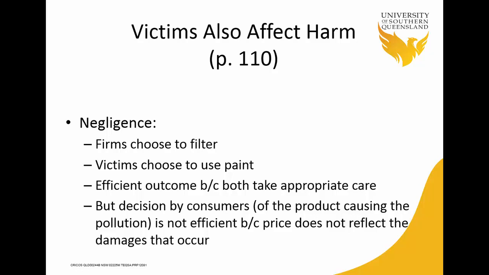Alright, what happens then now under negligence and strict liability? Under negligence, we said firms will choose to filter, and victims choose to use the paint. The outcome is efficient because both take appropriate care. However, just like we saw in negligence earlier, the decision by consumers is not efficient, because the price does not reflect the damage that occurs. Because of the discrepancy again between the price and the total cost, there would be an inefficient outcome as far as the consumption of this product.